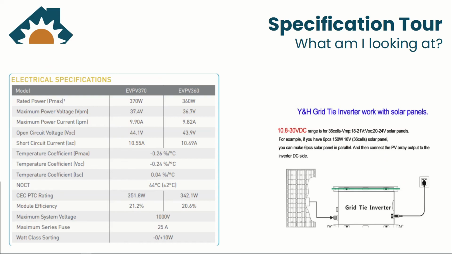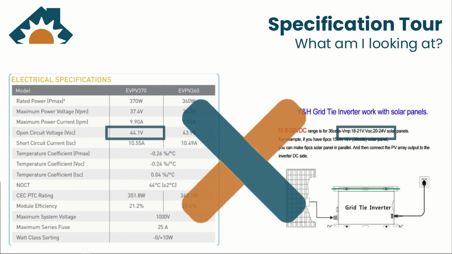Here's an example. We have a solar module that has a VOC of 44.1. We also have an inverter with a max VOC of 24 volts. If you are trying to connect this module to this inverter, you're going to put too much voltage on that inverter. So this combination is not compatible. This is why comparing the module specs with the inverter specs is important.